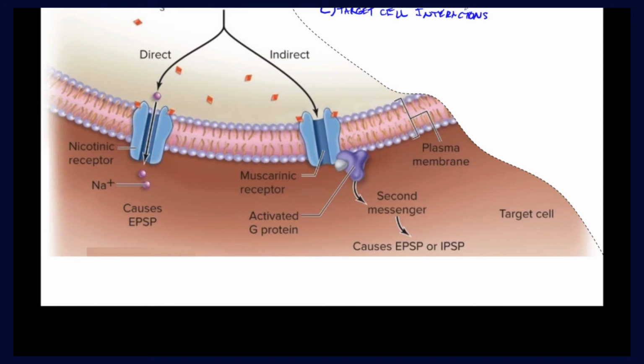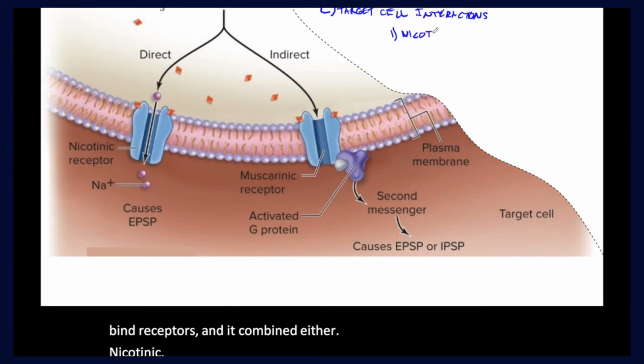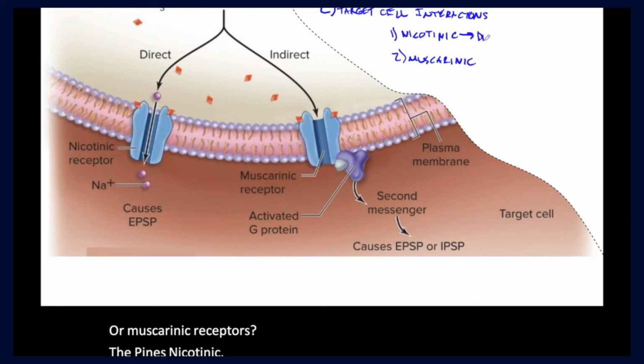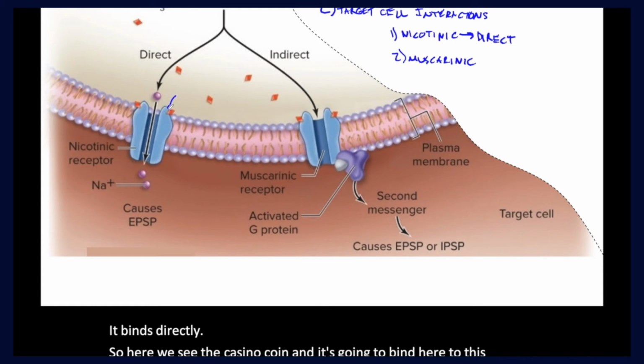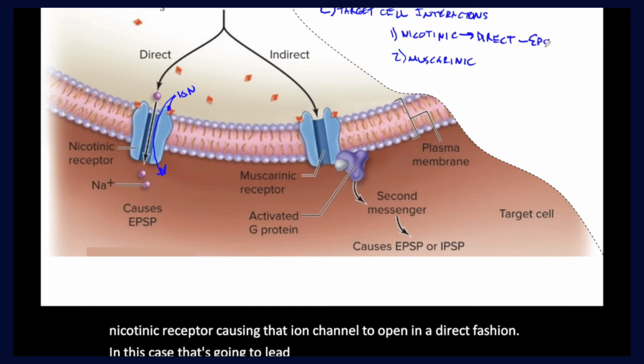Some of that acetylcholine is going to move across the synaptic cleft and bind receptors. It can bind either nicotinic or muscarinic receptors. If it binds nicotinic, it binds directly. Here we see acetylcholine, and it's going to bind to this nicotinic receptor, causing that ion channel to open in a direct fashion. In this case, that's going to lead to EPSPs, excitatory postsynaptic potentials.